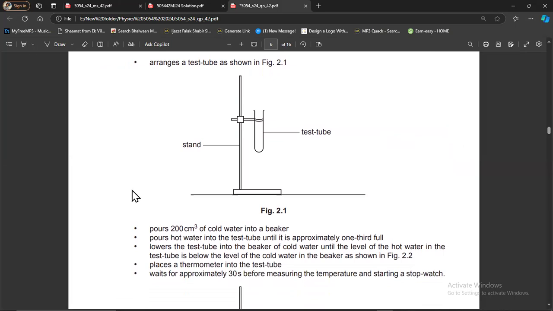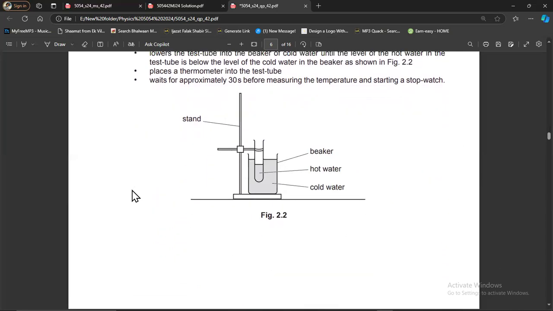Pours 200 centimeter cube of the cold water into a beaker, pours hot water into the test tube until it is approximately 1/3 full. Lowers the test tube into the beaker of the cold water until the level of the hot water in the test tube is below the level of the cold water in the beaker as shown in the figure 2.2. Place a thermometer into the test tube. Waits for approximately 30 seconds before measuring the temperature and starting a stopwatch.